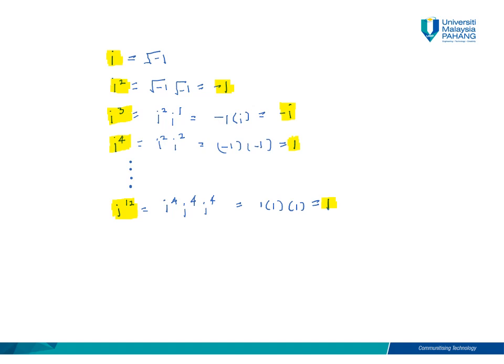If you know this, it is easy for you to find i to the power of 5, i to the power of 6, and so on. For example, i to the power of 12 equals i^4 times i^4 times i^4, since 4 plus 4 plus 4 gives 12. We know i^4 is equal to 1, so 1 times 1 times 1 we will get 1. Class, you just remember these four only, then you can solve for any power.